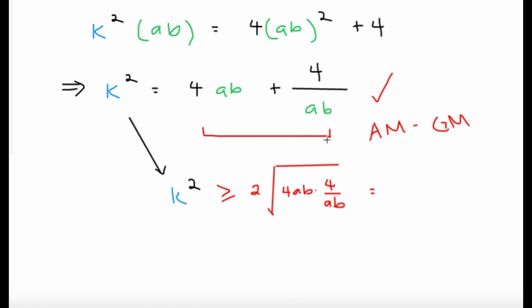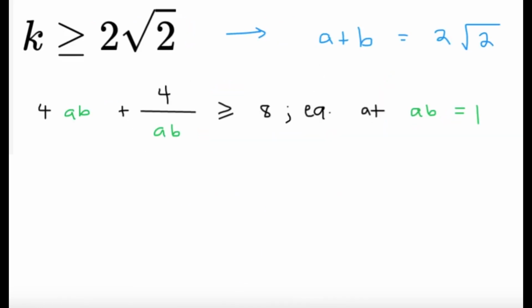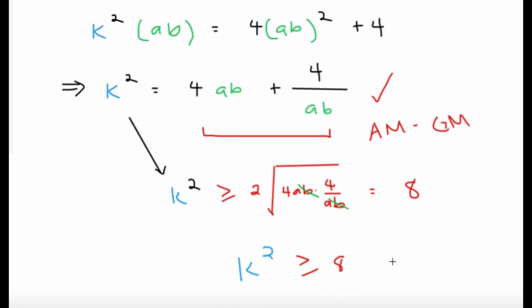So applying AM-GM to the expression 4AB plus 4 over AB, I'll get that k squared would be greater than or equal to 2 times the square root of the product of 4AB and 4 over AB. The AB's cancel nicely, so 2 square root of 4 times 4, that's just 2 square root of 16. So I would eventually get that k squared would be greater than or equal to 8. And that's going to give me k greater than or equal to 2 square root of 2.